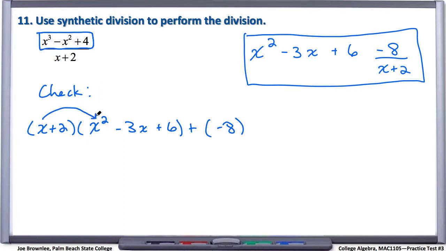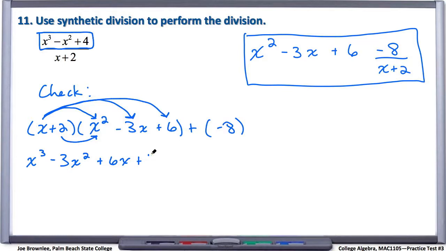So we're going to say x times x squared gives us x cubed. X times negative 3x is minus 3x squared. X times positive 6 is plus 6x. Positive 2 times x squared is plus 2x squared. 2 times negative 3x is minus 6x. Positive 2 times positive 6 is plus 12. And then we have plus negative 8, which is the same thing as saying minus 8.